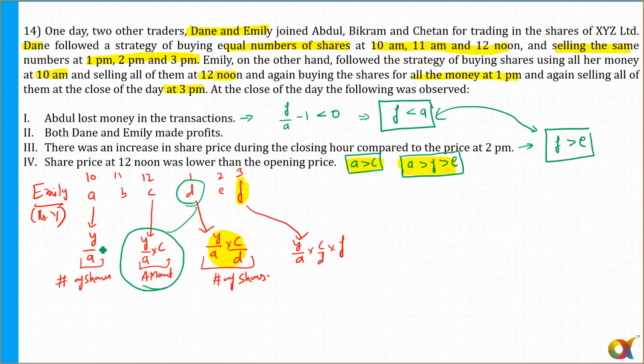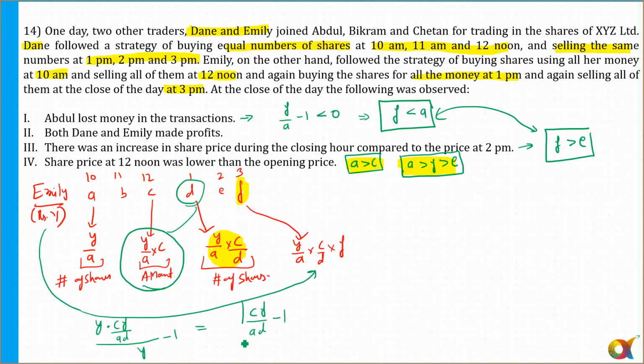Okay. So what is the return? The initial amount is Y. Yes or no? This is the cost here, and this is the final price here. So the return for Emily is equal to Y into CF upon AD, upon Y. Which means the return is equal to CF upon AD minus 1. This is the return for Emily.